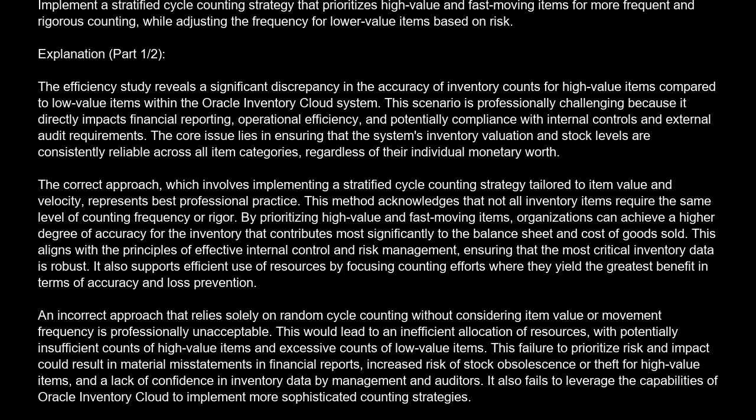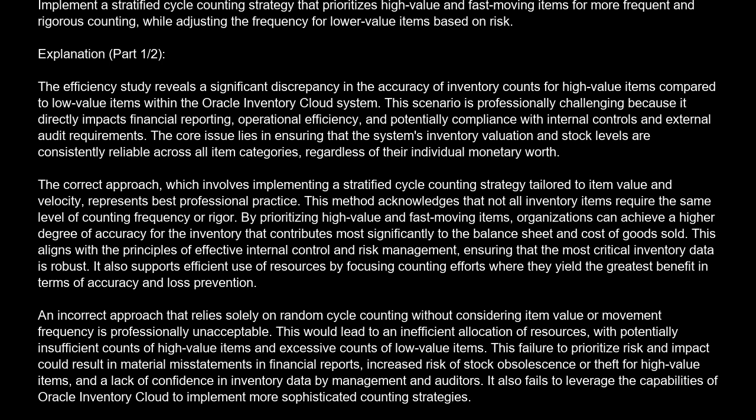An incorrect approach that relies solely on random cycle counting without considering item value or movement frequency is professionally unacceptable. This would lead to an inefficient allocation of resources, with potentially insufficient counts of high-value items and excessive counts of low-value items. This failure to prioritize risk and impact could result in material misstatements in financial reports, increased risk of stock obsolescence or theft for high-value items, and a lack of confidence in inventory data by management and auditors. It also fails to leverage the capabilities of Oracle Inventory Cloud to implement more sophisticated counting strategies.